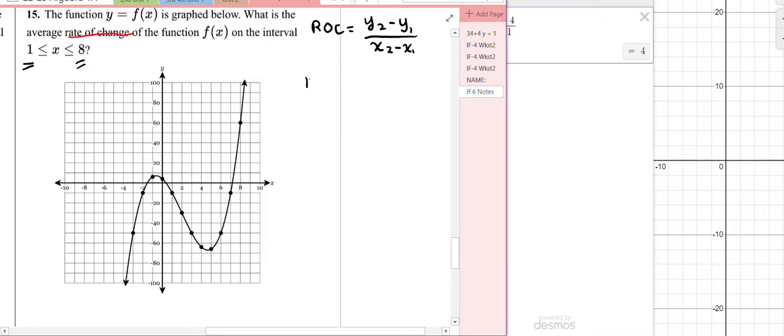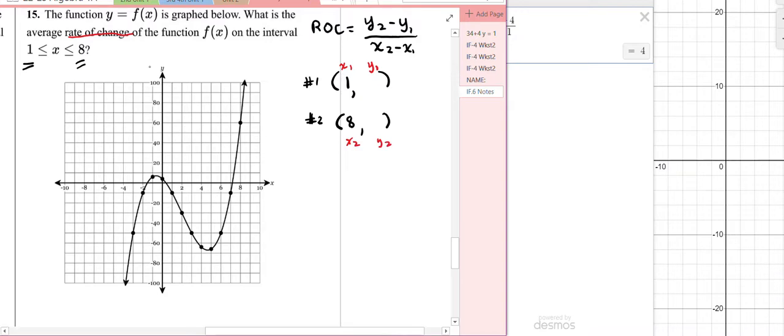So you have 2 points. Point number 1 starts with x equals 1, but we don't know y. And point number 2, x equals 8, but we don't know y. And once again, just to reiterate, since it's an instructional video, x1, y1, x2, y2.